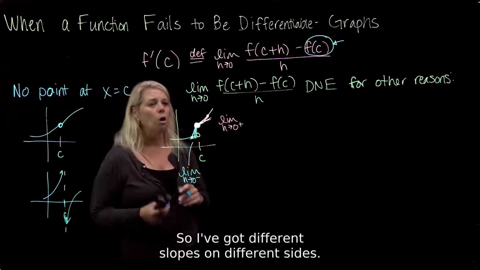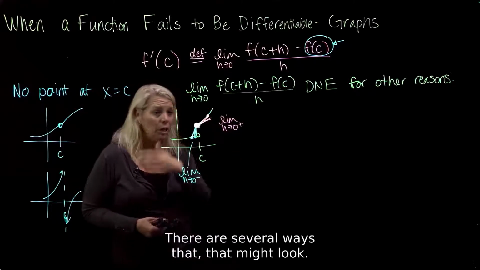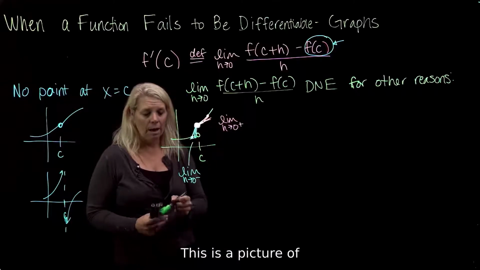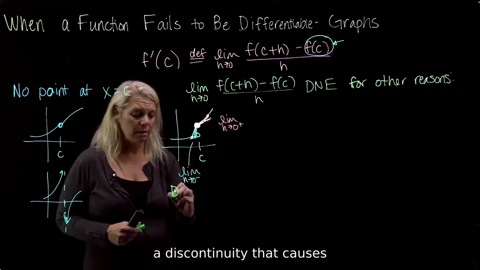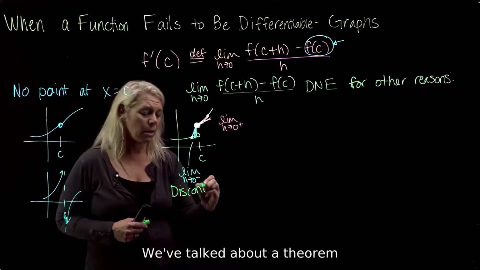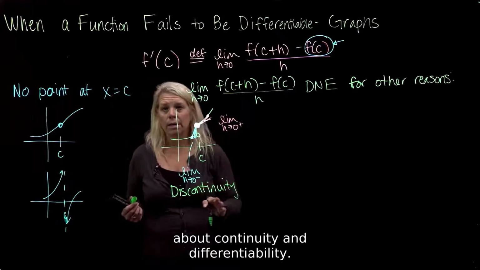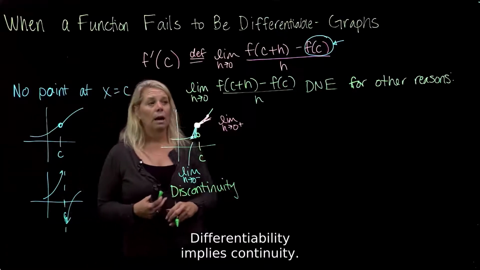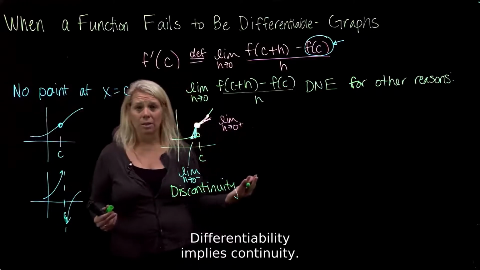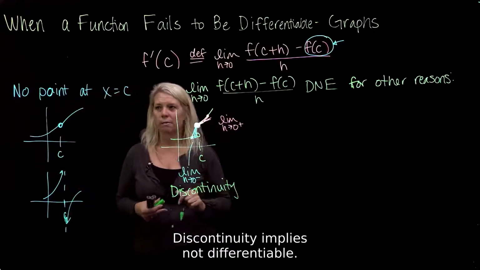So I've got different slopes on different sides. There's several ways that that might look. This is a picture of a discontinuity that causes different slopes on different sides. We've talked about a theorem about continuity and differentiability, that differentiability implies continuity, so discontinuity implies not differentiable.